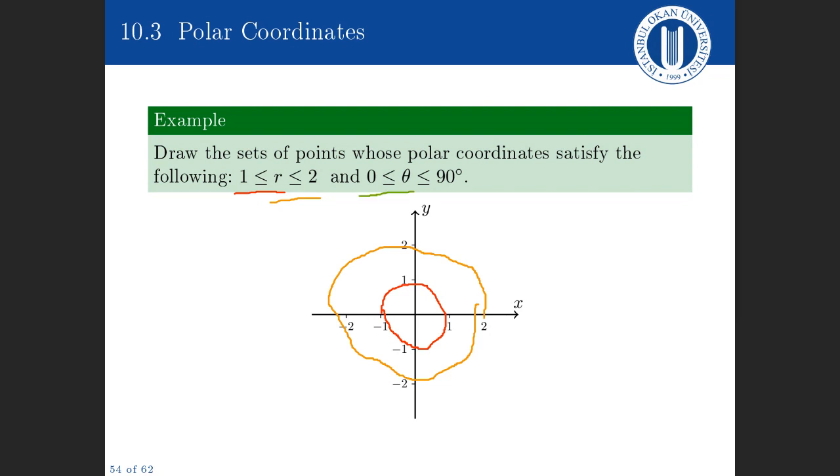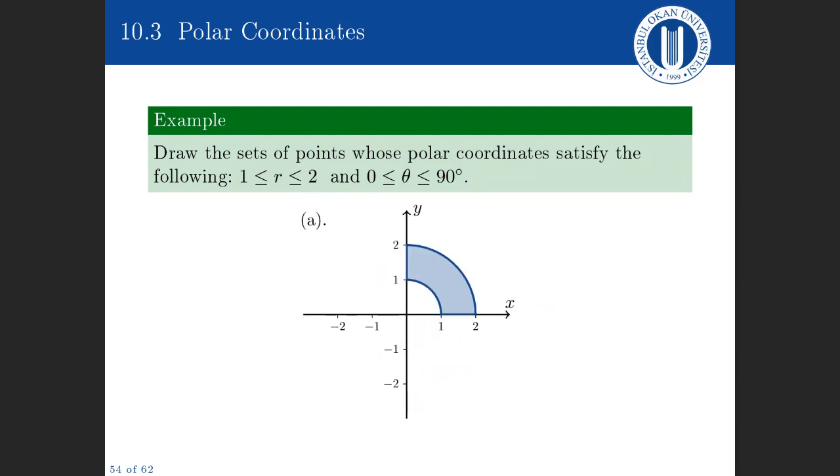Next, we have theta equal to 0. That's here. And we have theta equal to 90 degrees, which is here. We must have an angle between the green and the blue lines. So where are we? We must be in this region just here. Now I'll show you a picture I drew with a computer. And this is the answer.